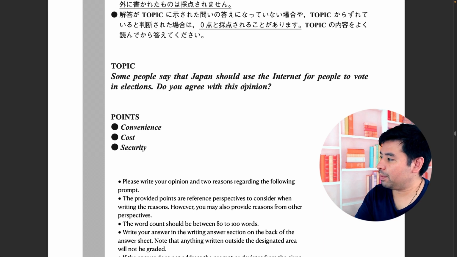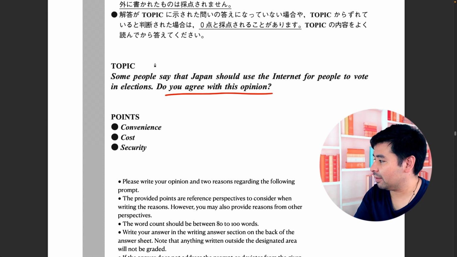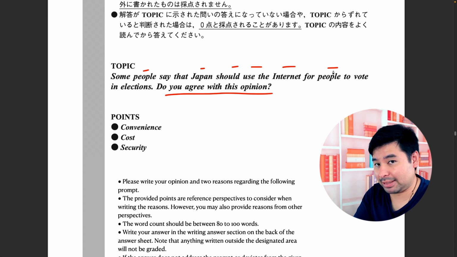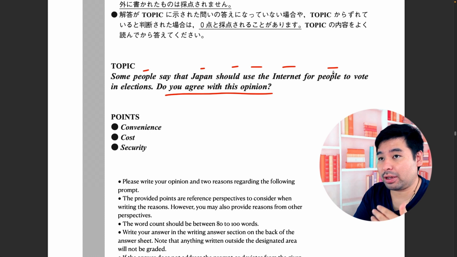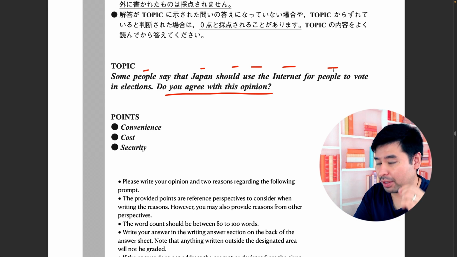Some people say that Japan should use the internet for people to vote in elections. Do you agree with this opinion? So what I have to do here is say I agree with the opinion that people in Japan should use the internet to vote. So I agree or not. Remember, it's not asking me if I think this is good or bad, or if it should be officially applied or not. Be careful with that.